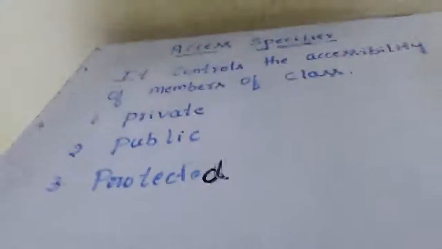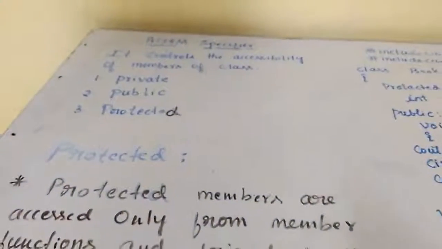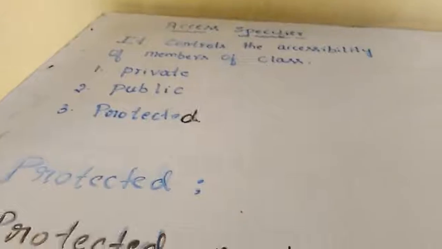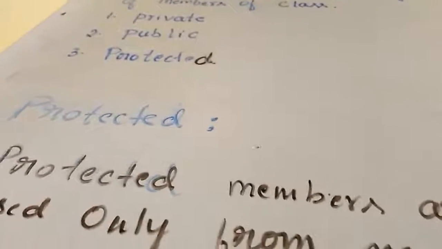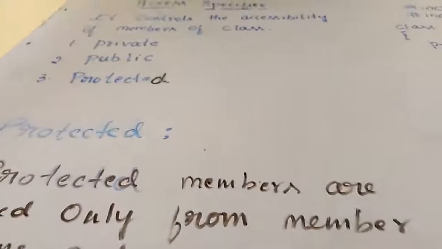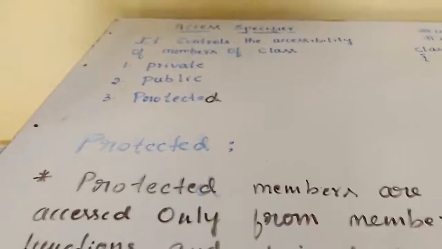Now, protected access specifier. The features of the protected access specifier and the private access specifier are almost the same. The only difference is protected members can be inherited, whereas private members cannot be inherited. Let us discuss one by one.